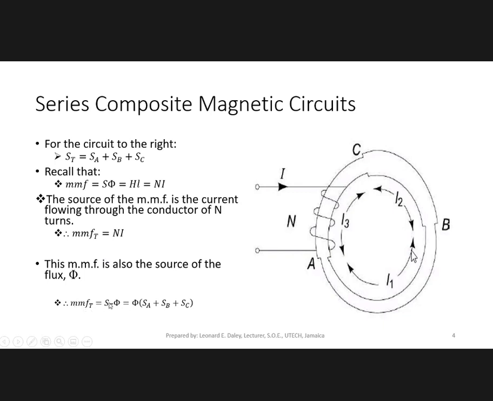So I could write MMF in terms of the parts now, the reluctance for each part of this magnetic circuit. The total MMF would be the total reluctance times the flux, just like how you would have total voltage equal to the total resistance times the current. And then I break that out to phi times SA plus SB plus SC.